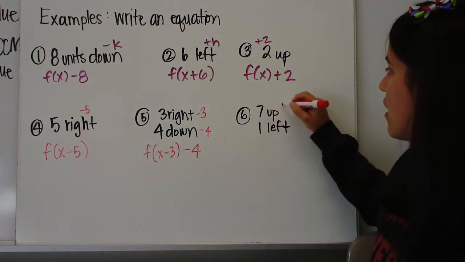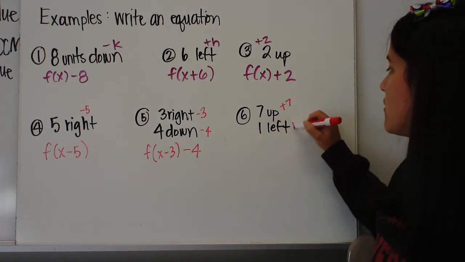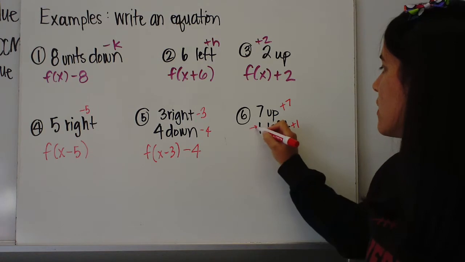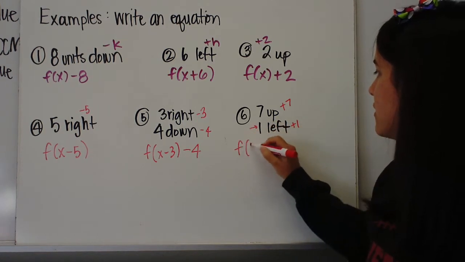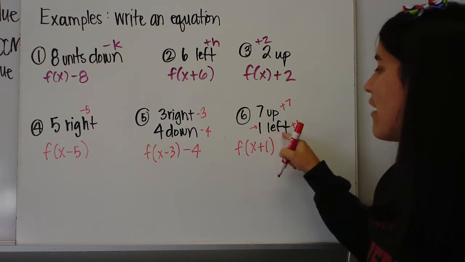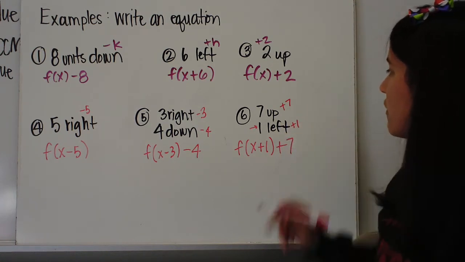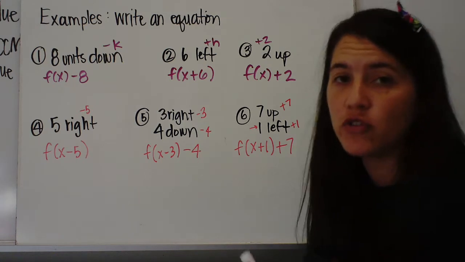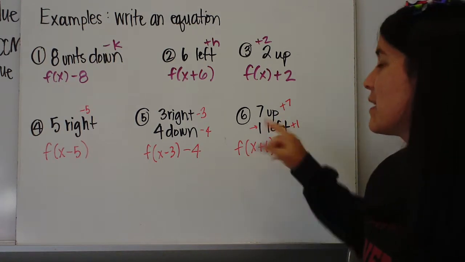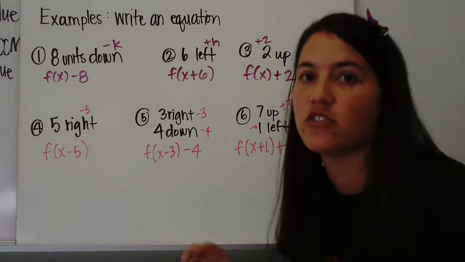Number 6, 7 up is going to be plus 7, 1 left is going to be plus 1. This one goes inside, left, right will go inside the parentheses, and the plus 7 will go on the outside. So don't get confused and don't put plus 7 inside just because it comes first. You have to pay attention to the direction.